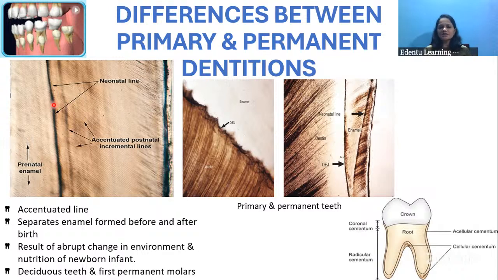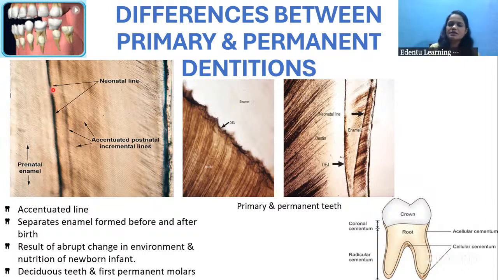What happens is that after birth, there is a change in the environment and a change in the nutrition supply for the newborn infant. Because of that, there is a change in the pattern of deposition of the enamel before birth and after birth. So a prominent line will be seen between the enamel deposited before birth and the enamel deposited after birth. Here, this is the prenatal enamel, that is the enamel deposited in utero, and this is the postnatal enamel, that is the enamel deposited after birth. Between these two, there is a prominent line, that is called the neonatal line.